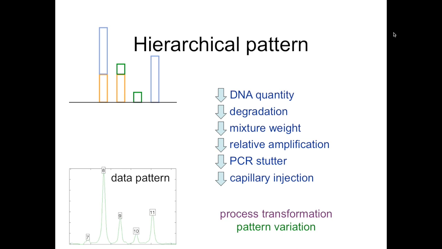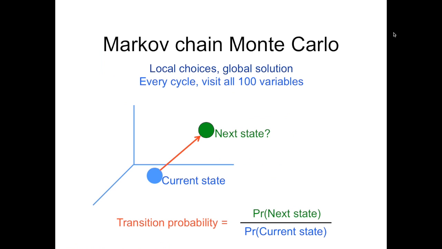So these patterns start getting distorted to account for the variation in the PCR process. Relative amplification, stutter, the capillary injection, until finally the succession of patterns shows the process transformation and culminates in an explanation of the data pattern where the theoretical model is looking very close to the data pattern with good genotype explanations and very far from it with poorer genotype explanations.